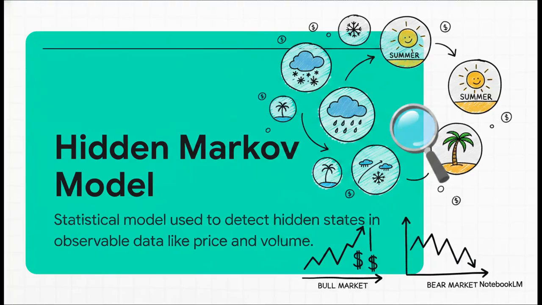Okay, let's jump into Section 1, Decoding Regimes, Hidden Market Seasons. To make sense of the market, this system relies on a hidden Markov model, or HMM. By definition, an HMM is a statistical model used to detect hidden states from observable data.